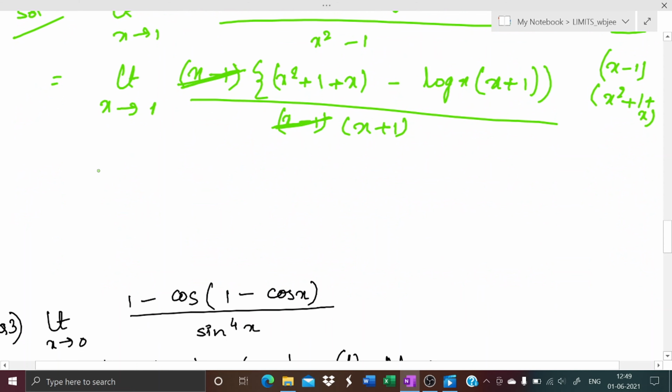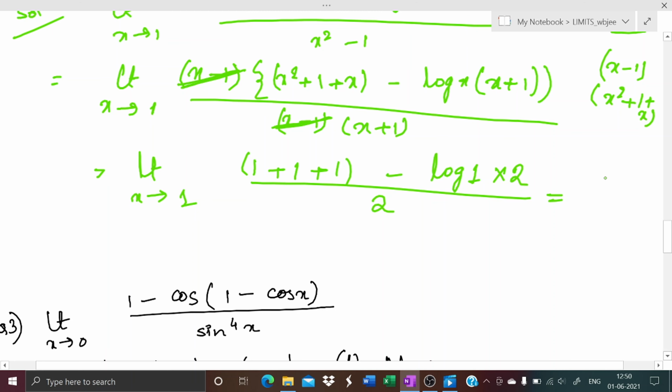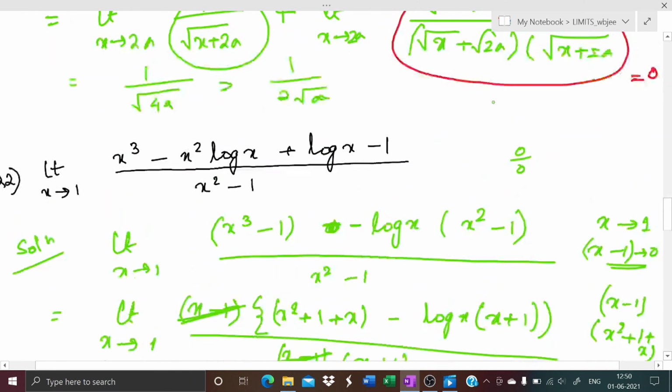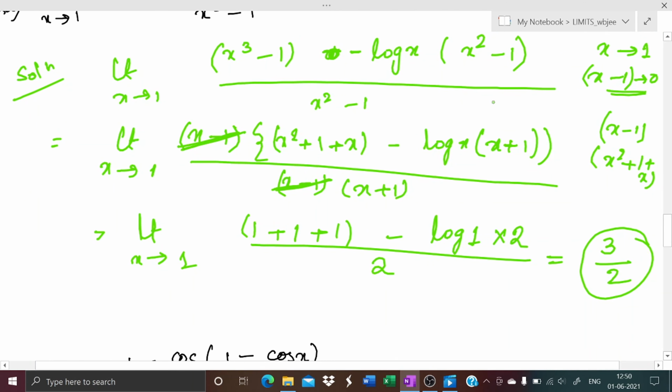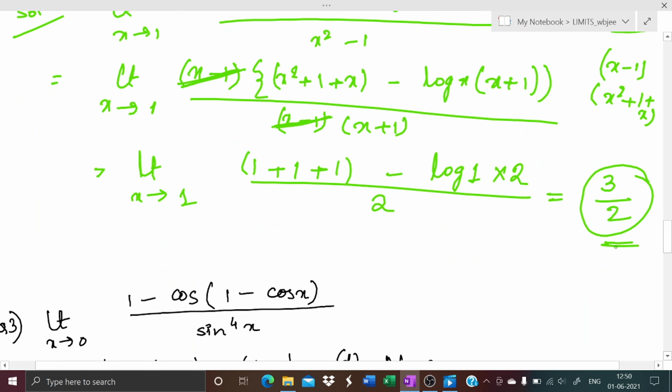So now my function is not having any discontinuity as x tends to 1. So it will be 1 plus 1 plus 1, and log 1 is 0 into 2 by 2. So this is 0, so it will be equal to 3 by 2. So this is your answer. What is the option? There is no option. So yeah, this is the answer, 3 by 2.